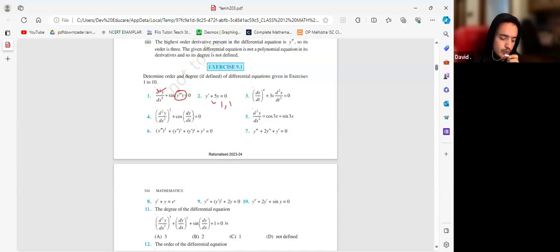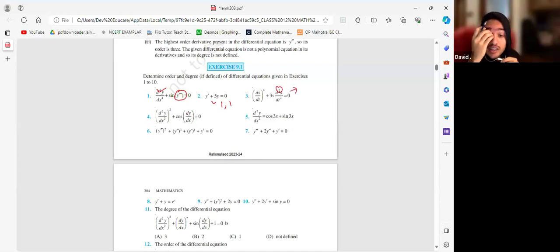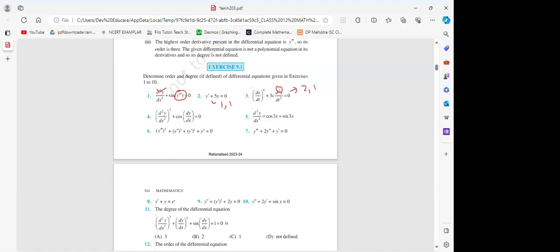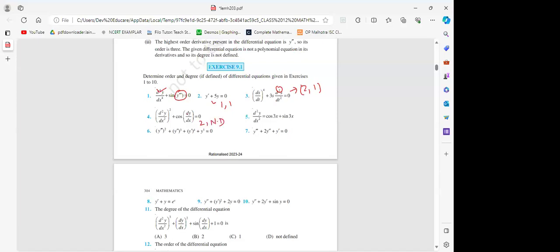In case of the third question, the order will be four and degree will be one. No, order is 2. Order 2, degree 1. Order 2, degree 1. Question 4: the order is two and the degree is not defined. Degree not defined. Correct.